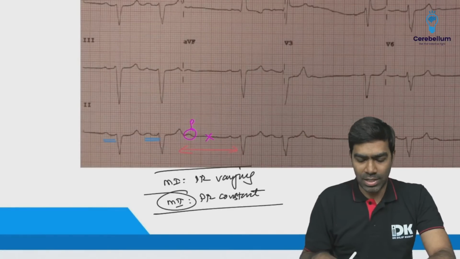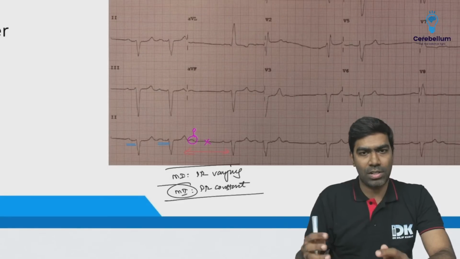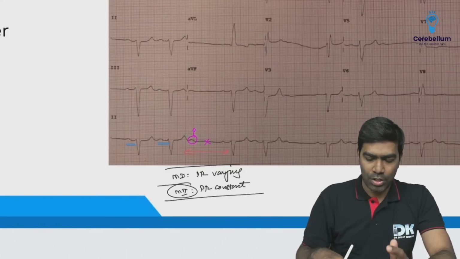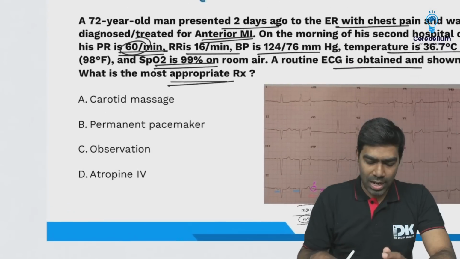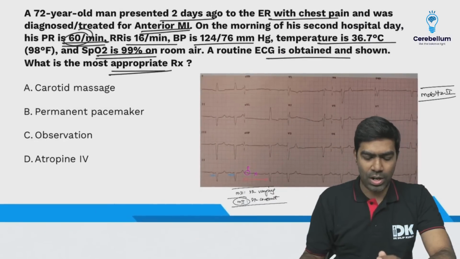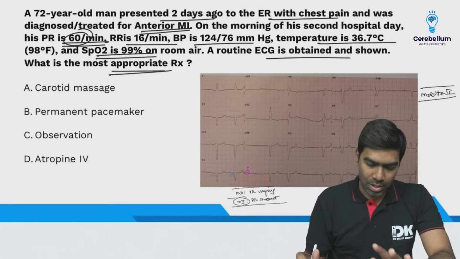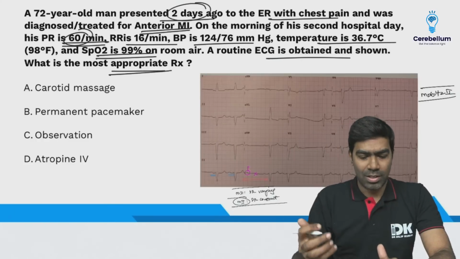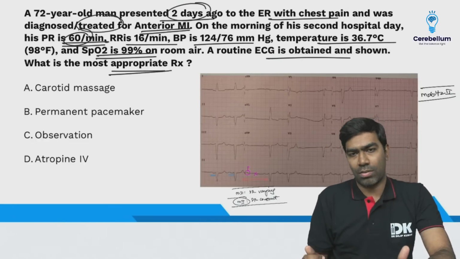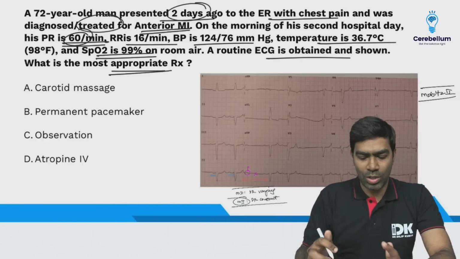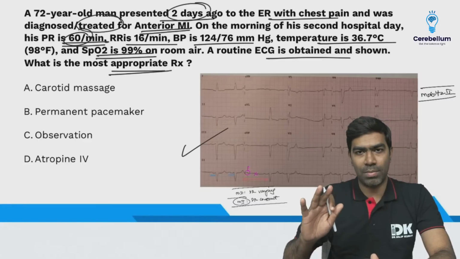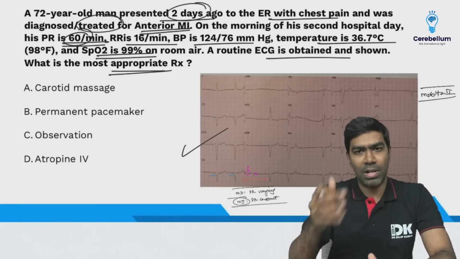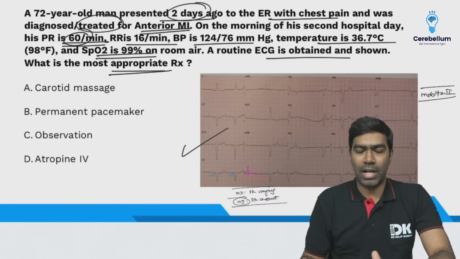It's a chronic, in the sense that it is occurring 2 days after myocardial infarction. So it's not due to ischemia. Remember, any bradyarrhythmia in the first 24 to 48 hours usually will be due to ischemia itself. But clearly they have given 2 days later, and it is already treated for the ischemia. So now the reason for this arrhythmia is not ischemia. It is due to some permanent damage to the conducting fibers.